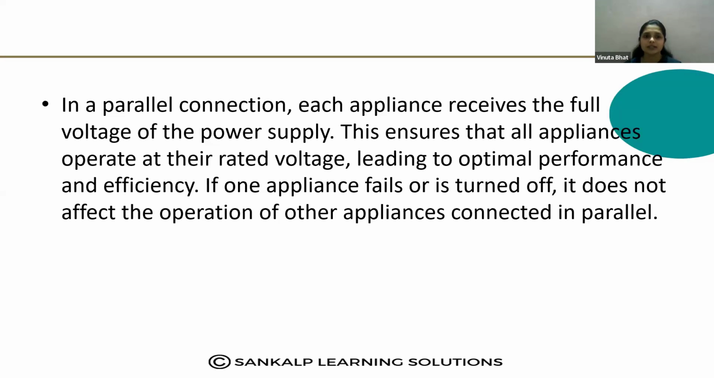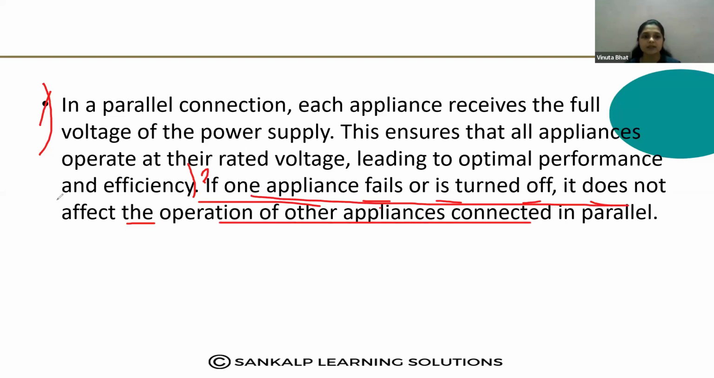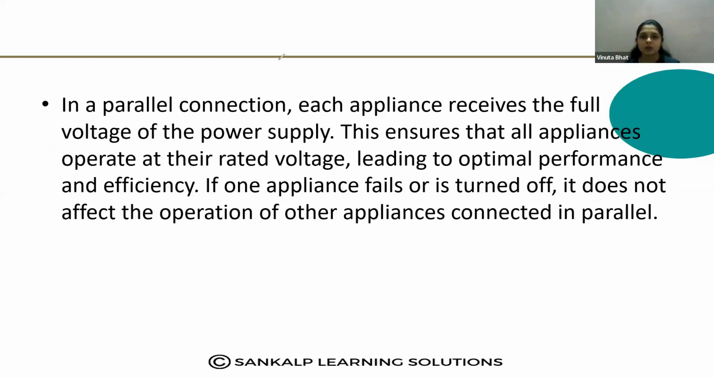Here, the first reason is that in a parallel connection, each appliance receives the full power supply and operates at its rated voltage, leading to optimal performance and efficiency. The second is that if one appliance fails or is turned off, it does not affect the functioning of the other appliances. So these are the two main reasons why parallel connection is preferred over series connection in domestic electric circuits.